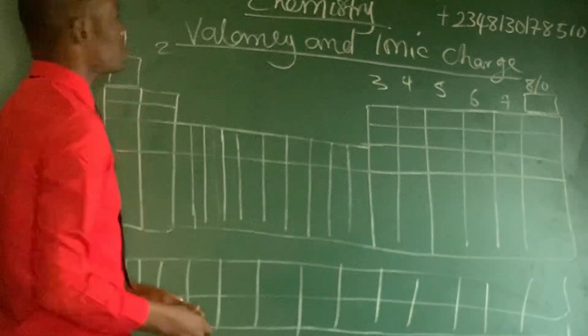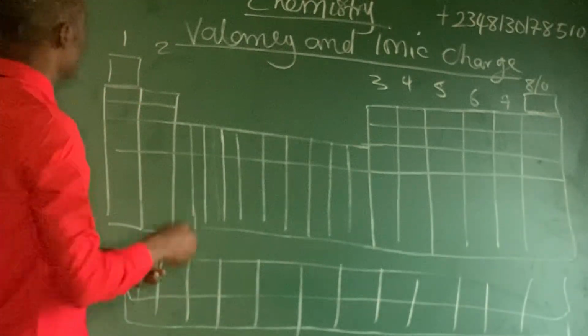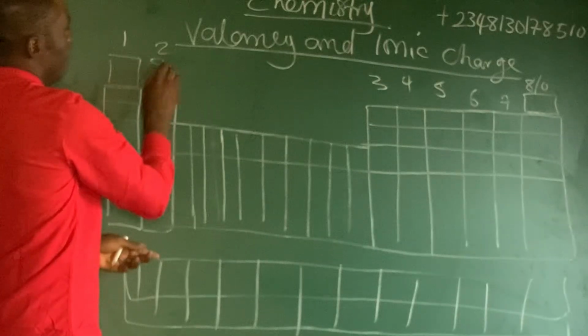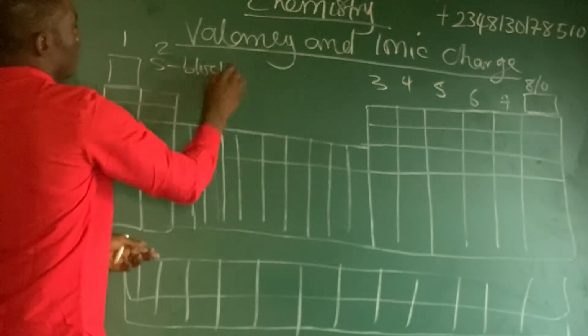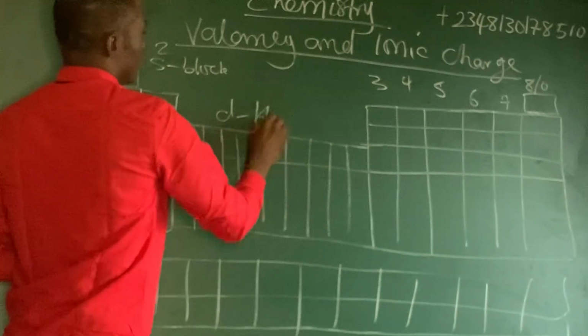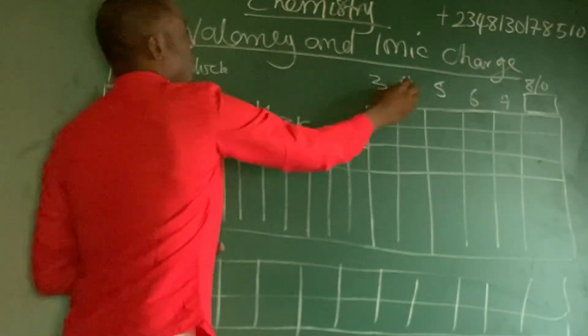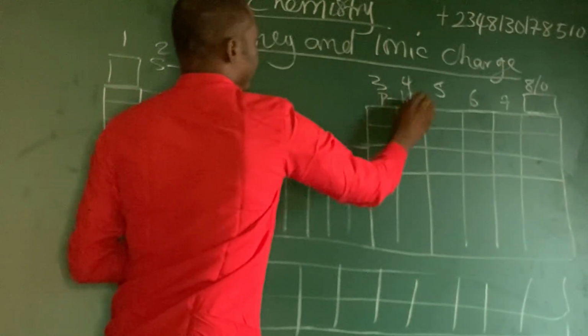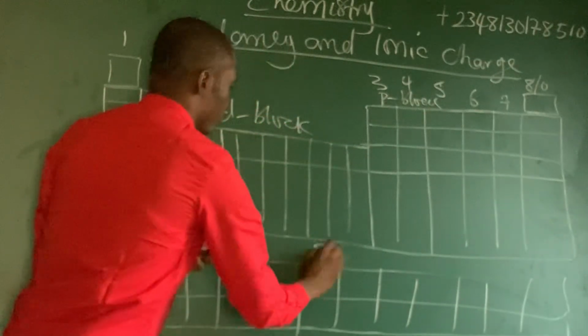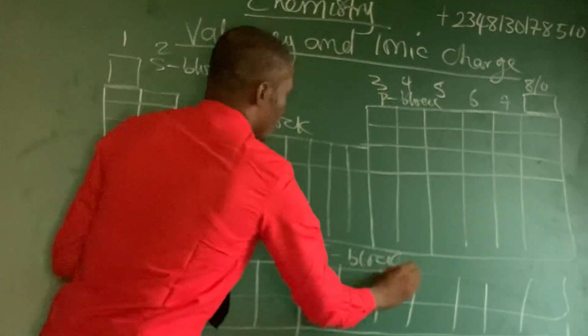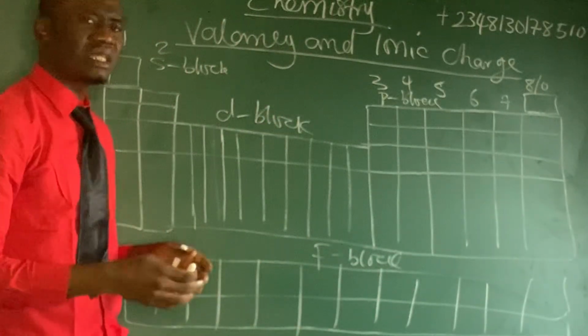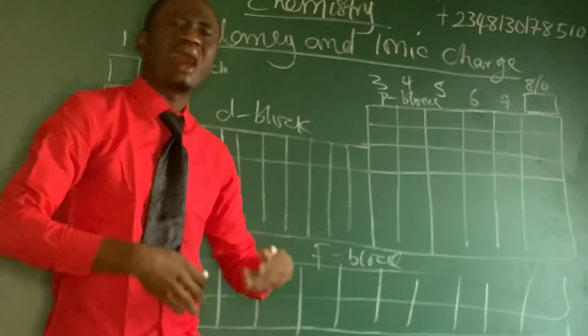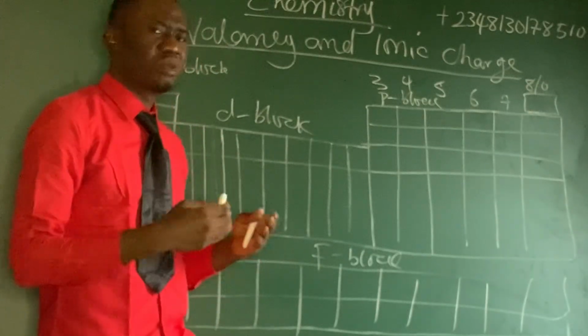All right, so this is what we call the periodic table. This is called the S block. This is the D block. This is the P block. And this is the F block. Now, elements in the periodic table are arranged according to the atomic number.